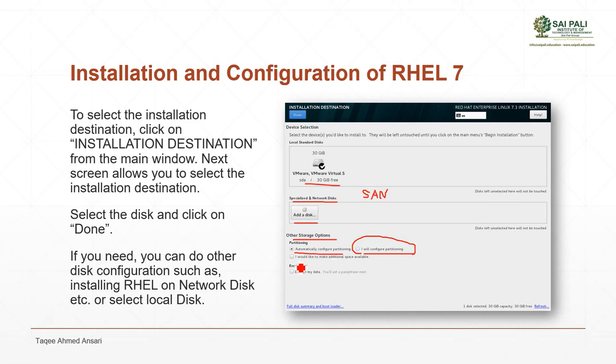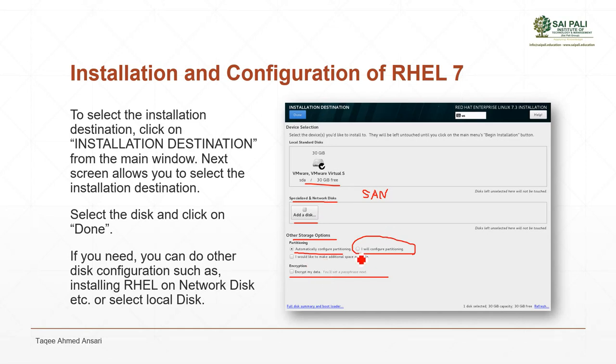What other options are here? Like I would like to make additional space available, if you want. If you are selecting auto, then you can make additional space for other data. Then you can also encrypt the data for security. And if you select this, then you will set a password next. That means it will ask for the password to set for encrypting your hard disk. So you can even encrypt your hard disk. It is like BitLocker in Windows.